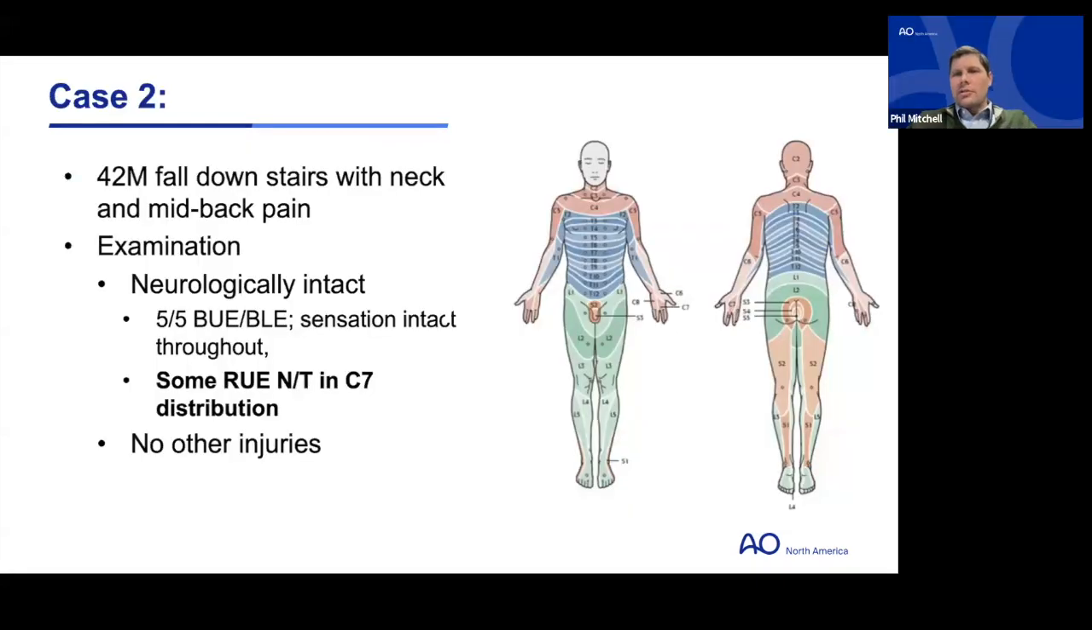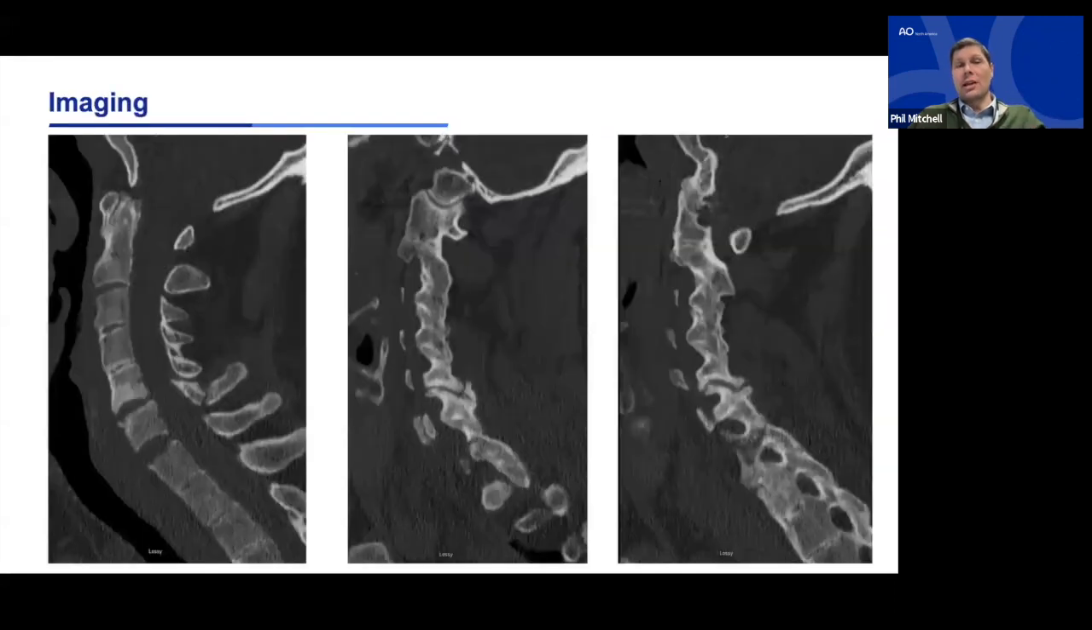We're going to transition to the next case. Again, a phenomenal case, James. There, JP, this is one of yours. 42-year-old fell downstairs with neck and mid-back pain. Neuro exam normal, 5 out of 5, outside of a little bit of numbness in the C7 distribution, no other injuries. I'm going to jump straight to the imaging and just walk me through this.